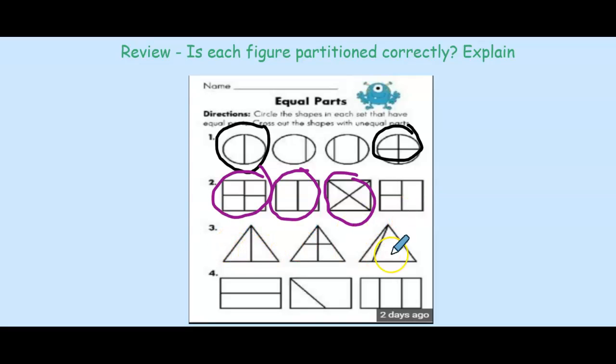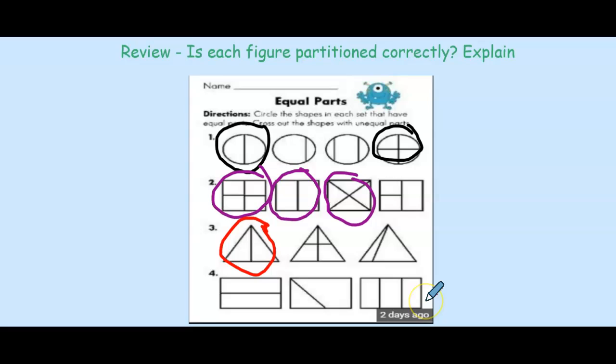Let's look at number 3. Can you point to the shapes that are partitioned correctly? Yes, just the first shape. The other 2 shapes do not have equally sized parts.